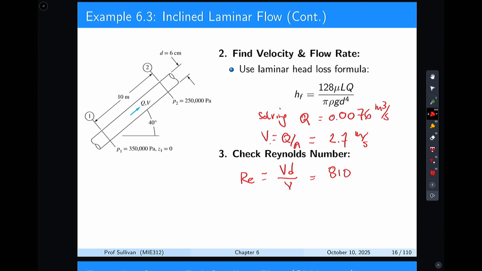I need to check every solution I get, and you're going to get a lot of different cases where you look at different types of flows, and you're going to make some base assumption to start the whole process. You have to check and make sure it makes sense.